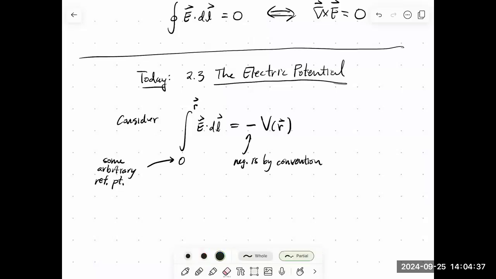Spell that right. Then maybe I did, I'm not sure. Okay, and then this is just a function of the ending point r.